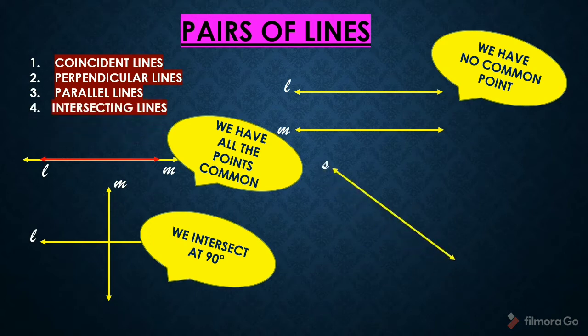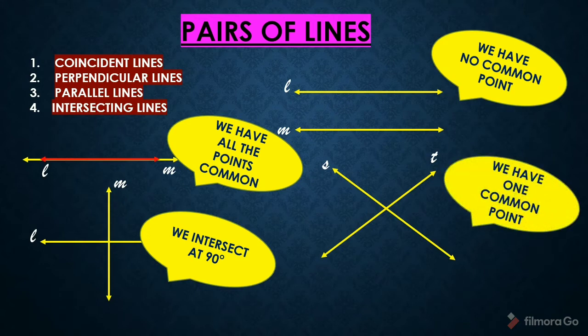Intersecting lines. Yes, here S and T are intersecting lines as they have one common point or one intersecting point. That is O.